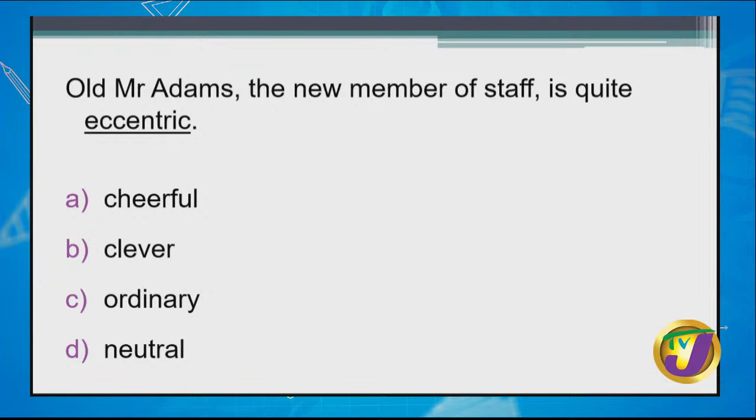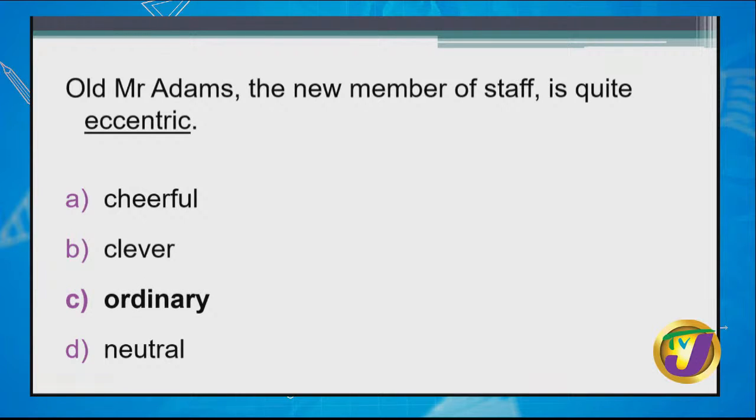So is the opposite of that cheerful, clever, ordinary, or neutral? Again, be careful of the distractors. So the opposite of eccentric, think of what you usually mean when you describe someone as being eccentric. And now think of the opposite of that. Ready? Here we go.